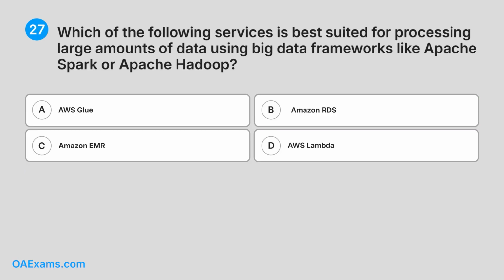27. Which of the following services is best suited for processing large amounts of data using big data frameworks like Apache Spark or Apache Hadoop? A. AWS Glue. B. Amazon RDS. C. Amazon EMR. D. AWS Lambda. Can you guess the answer?